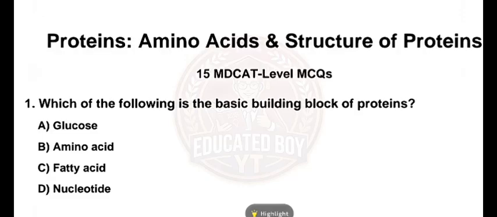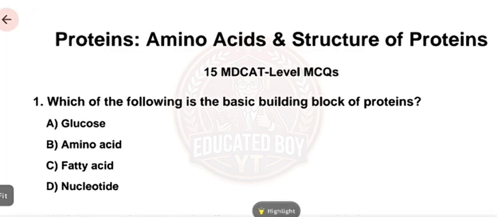Proteins, amino acids, and structure of proteins. Question number 1. Which of the following is the basic building block of proteins? Option A, glucose. Option B, amino acid. Option C, fatty acid. And option D, nucleotide. Right answer is amino acid. Option B is correct.